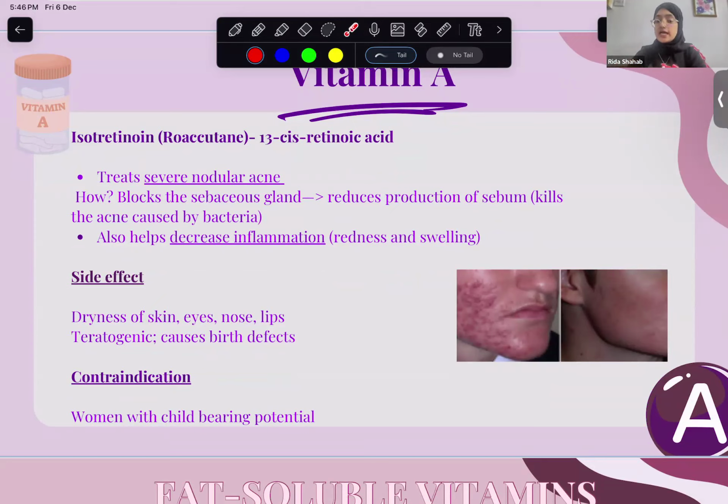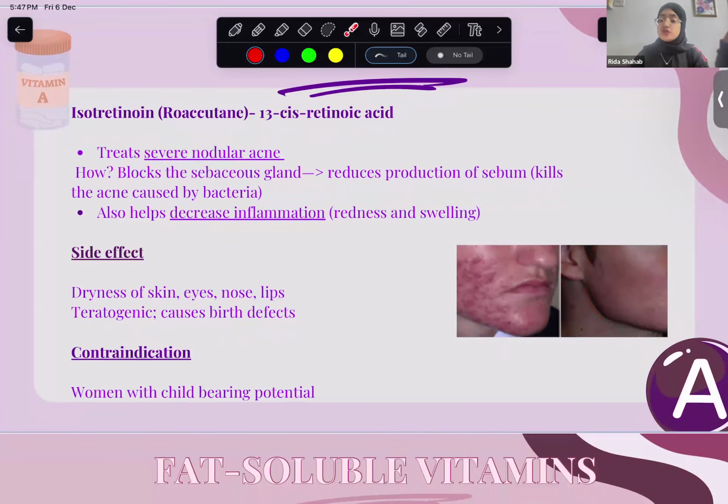And this kills the acne, which is caused by the bacteria. And it also reduces inflammation, which is the redness and the swelling around the area. So you can see here, this is the acne. And after the person took Accutane, the redness and the swelling is gone, and the acne is also gone or reduced. The side effect of isotretinoin is dryness of the skin, eyes, nose, and lips.